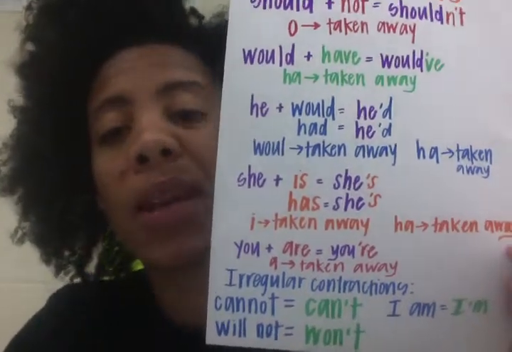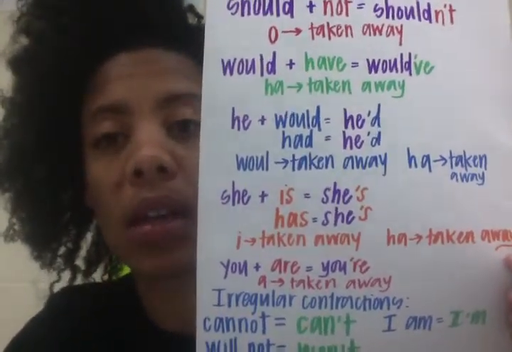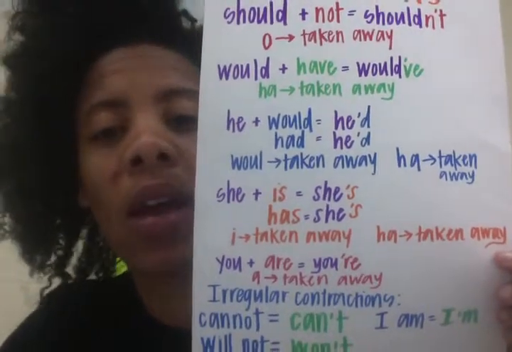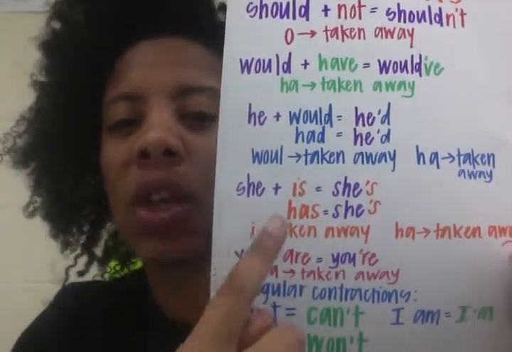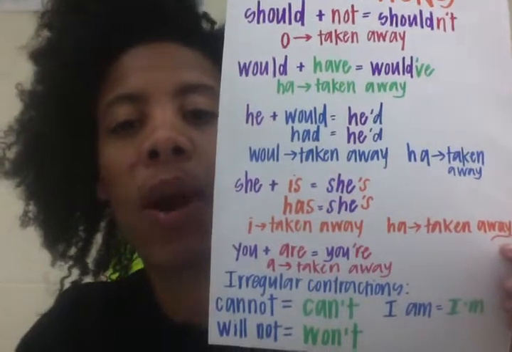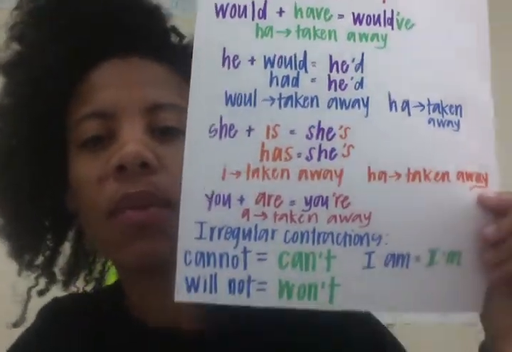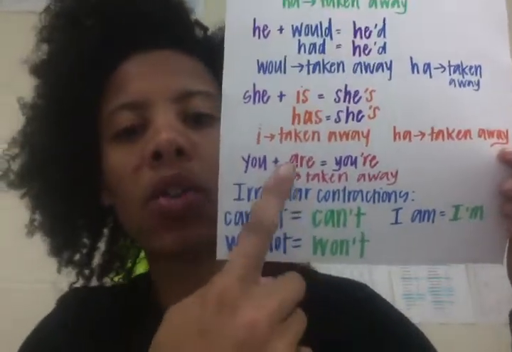Once again, you need to pay attention to the context of the sentence. If the sentence says she's very pretty, then that probably doesn't mean she has very pretty. It probably means she is very pretty.